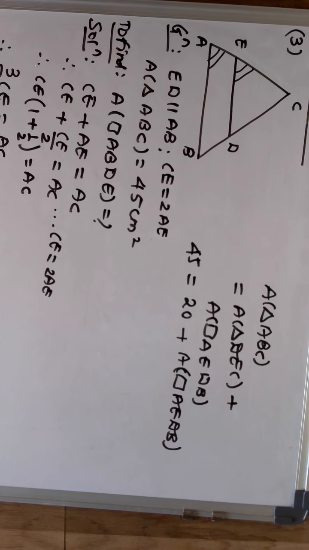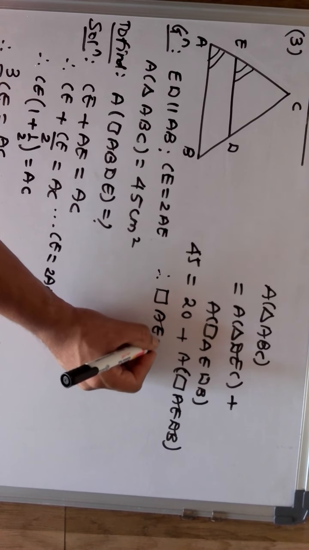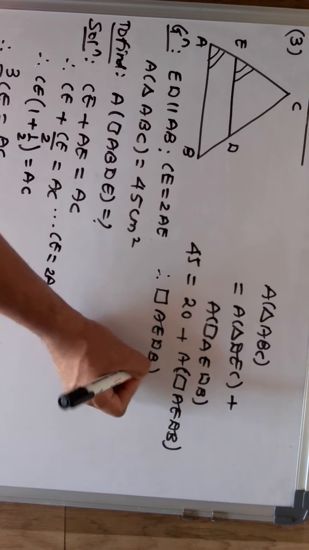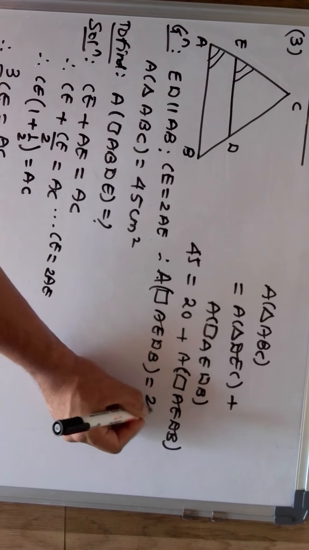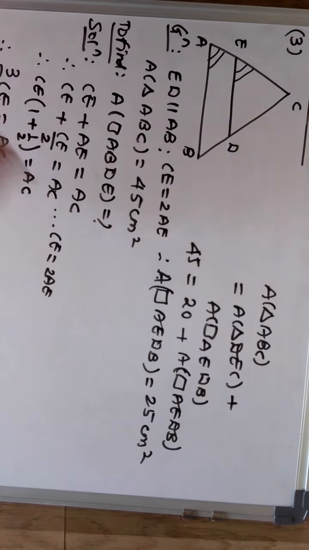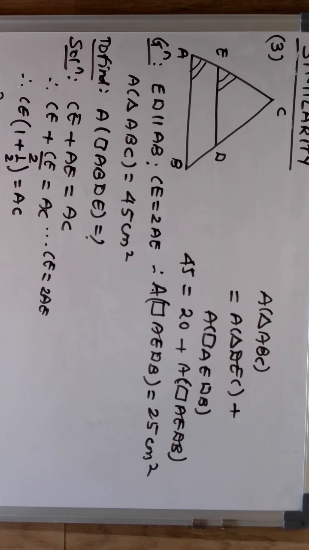Wasn't it nice? Yes, it was. Okay, so therefore quadrilateral AEDB and area of it is nothing but 25 square centimeters. Okay, I hope you enjoyed this. Okay, it was very nice. Now actually one more question I can take, I think so. No, I can't take one more question.